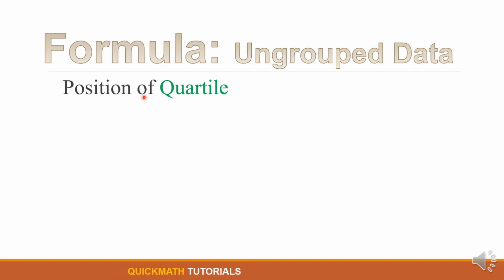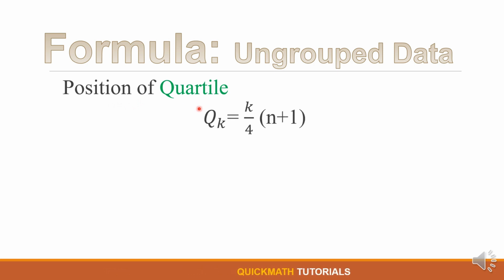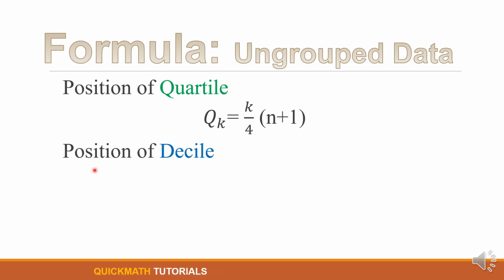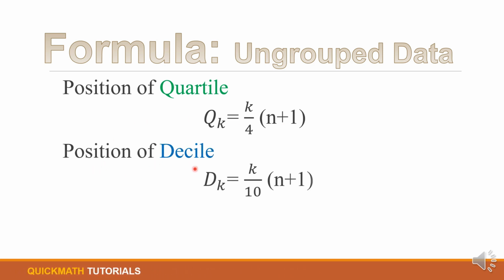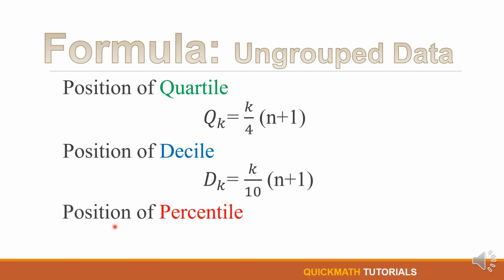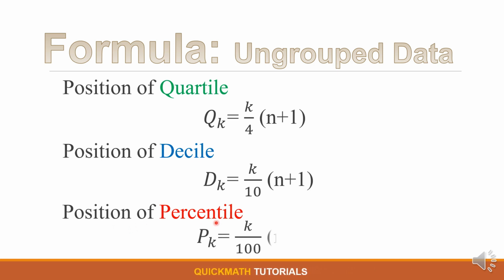First, we have the position of quartile. The formula is Q sub k is equal to k over 4 times n plus 1. Next, we have the position of decile. We have D sub k is equal to k over 10 times n plus 1. Lastly, we have the position of percentile. The formula is P sub k is equal to k over 100 times n plus 1.